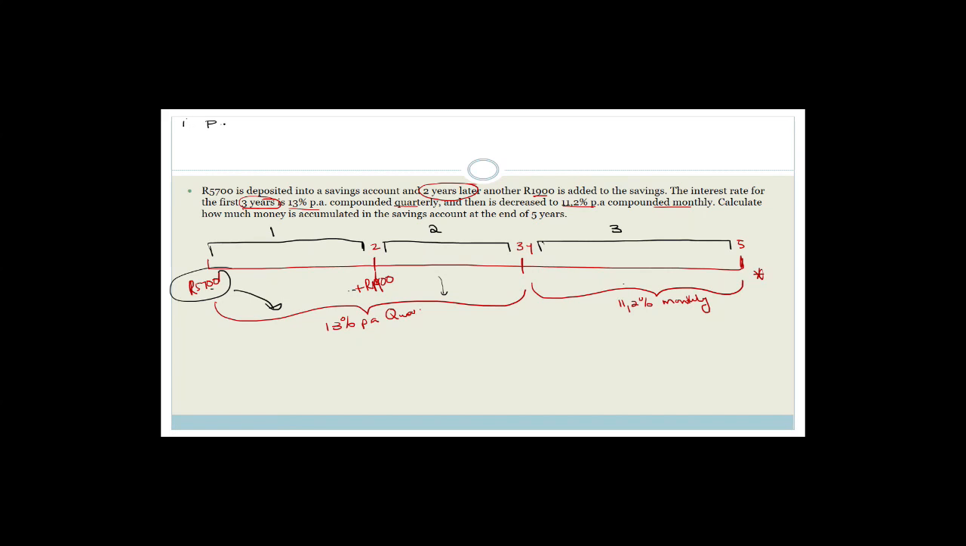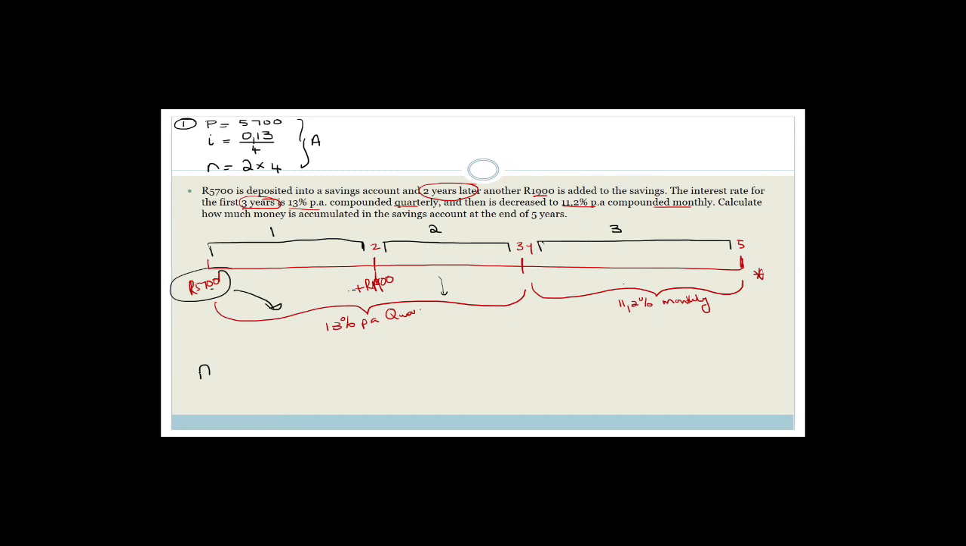Do you agree that my principal is 5,700 rand? My interest is 13% per annum compounded quarterly, so it's going to be 0.13 divided by 4 because it's compounded quarterly. This happens for the first 2 years before I add money in. I add money in 2 years later. So N is going to be 2 years times 4. So what happens then is we're going to get out the A for this, and that is going to be my principal for the next bit plus the 1,900 rand. So let's work out this first.